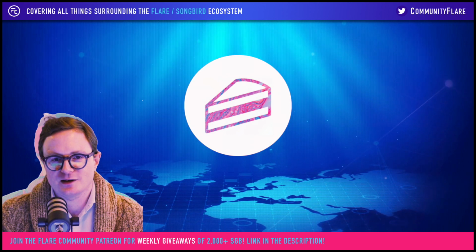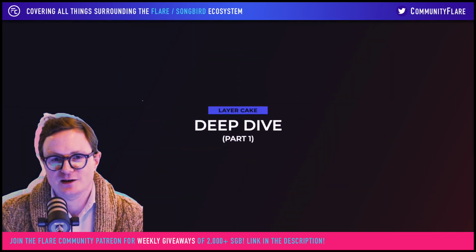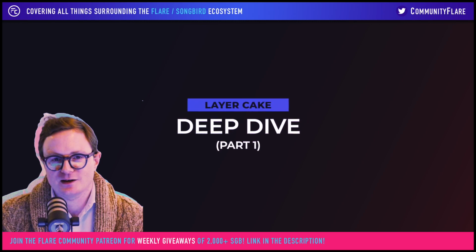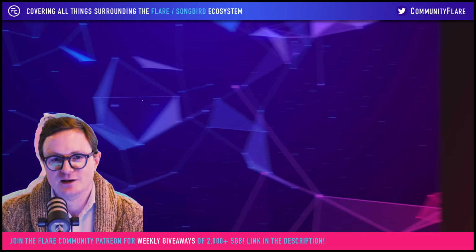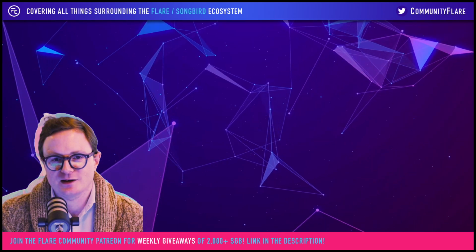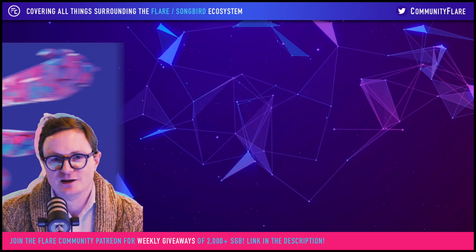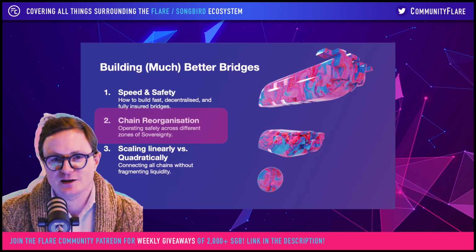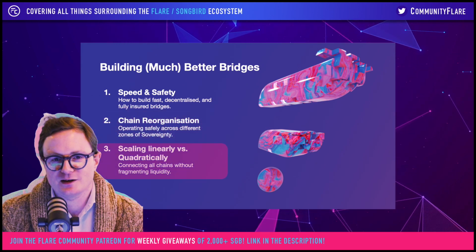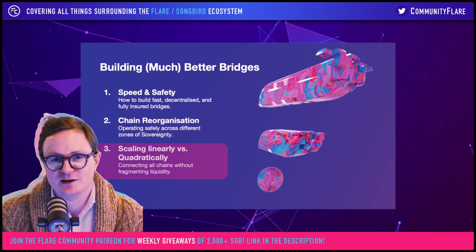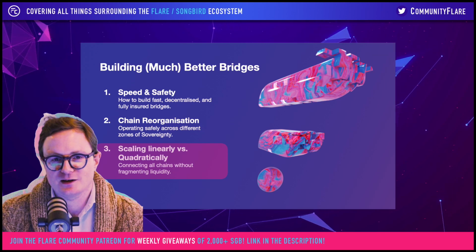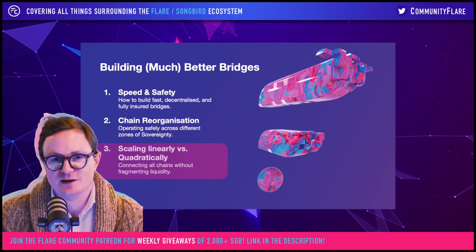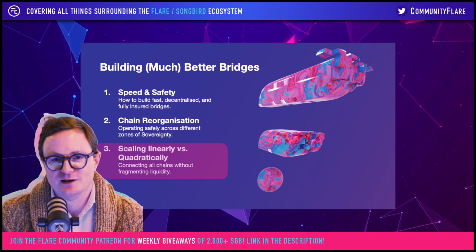And so what I'm going to do now is take you through layer cake, in a relatively deep dive. Hopefully you'll find it interesting. So these are the key components of layer cake. I'm going to go through three things: speed and safety, the risk of chain reorganization, and scaling linearly versus quadratically. And what that means is not using bilateral bridging, and we'll come on to what that means and why it's interesting.